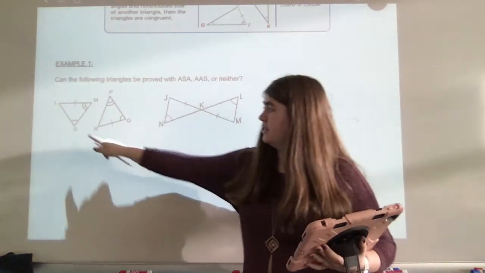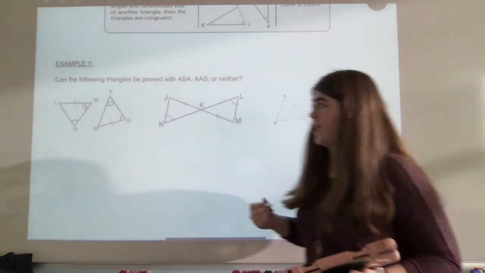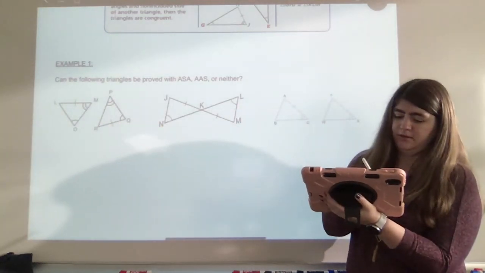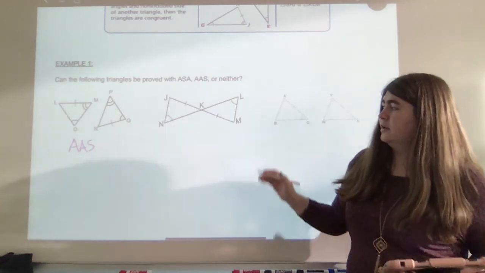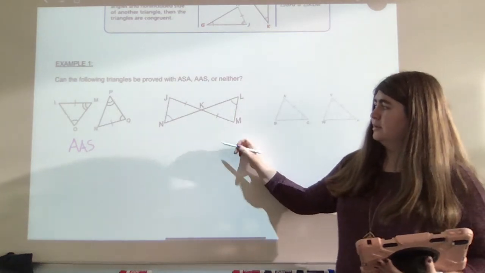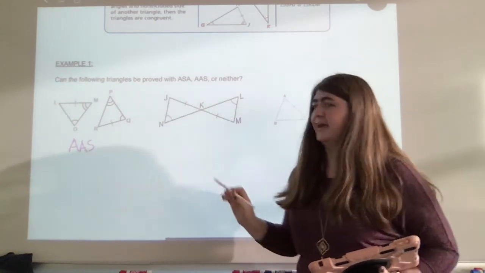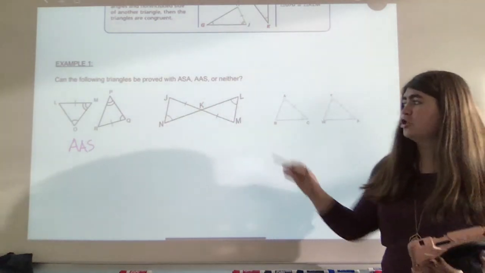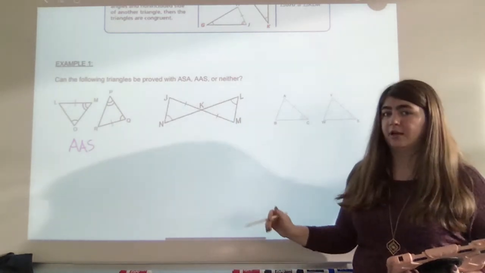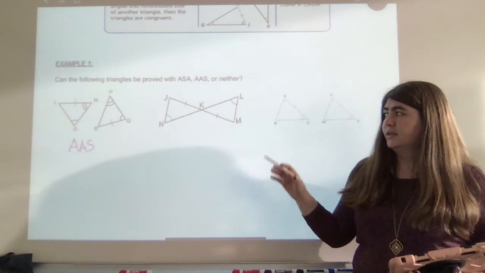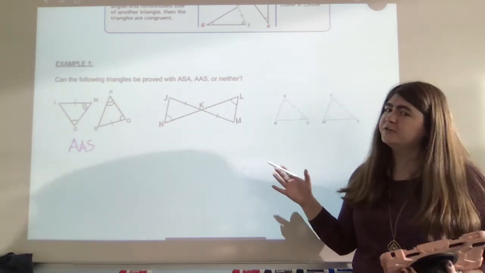So I have angle, angle, side. So that is the shortcut we need to use. Angle, angle, side. Here I have highlighted an angle and a side, an angle and a side. Is there enough information just from looking at this picture to know that these are congruent triangles? The answer is kind of.